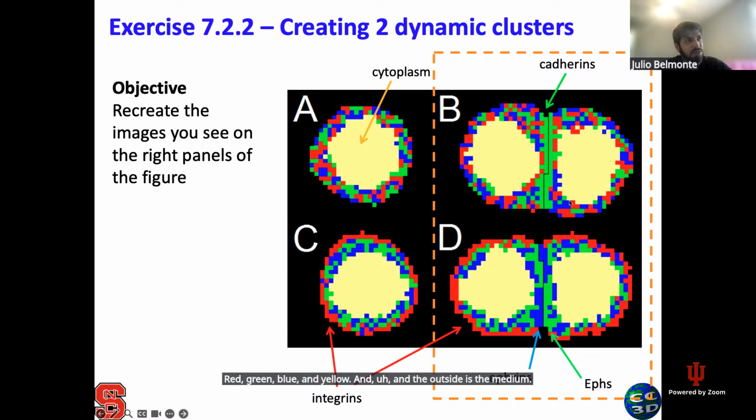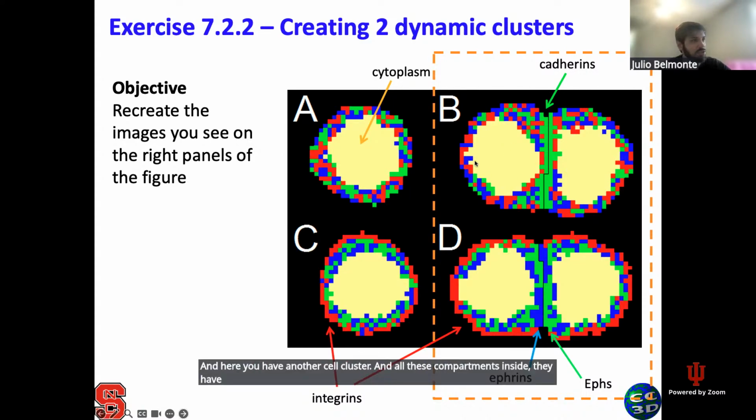Here on the right, you have two cell clusters. All these compartments here have the same cluster ID, so they belong to the cell on the right. And here you have another cell cluster, and all these compartments inside have the same cluster ID, so they belong to the same biological cell representation.